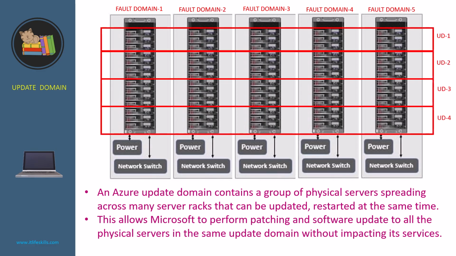Now, to perform patching for all physical servers in update domain 1, Microsoft first migrates all the VMs in update domain 1 to other update domains, then performs the patching. During the patching, the physical servers in update domain 1 can be shut down or restarted at any time without impacting any virtual machines. After the patching is completed, Microsoft will repeat the same steps to patch all the physical servers in other update domains.